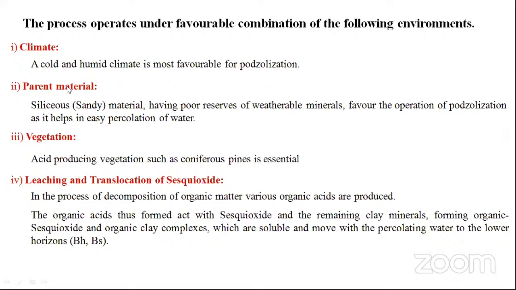This is very important, students. If you want podzolization, the climatic conditions should be cold and humid. What kind of parent material should be there? We should have siliceous sandy material with poor reserves of weatherable minerals. What kind of vegetation? We should have acid-producing coniferous trees, and also sesquioxides.